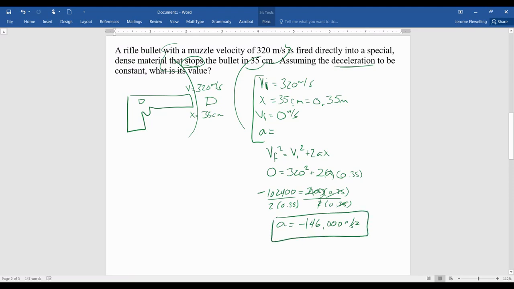Now, a couple different questions. Should this have come out negative? And the answer would be yeah, because our bullet is slowing down. Secondly, when I look at that number, should that number have come out so big? The answer to that is also yes.